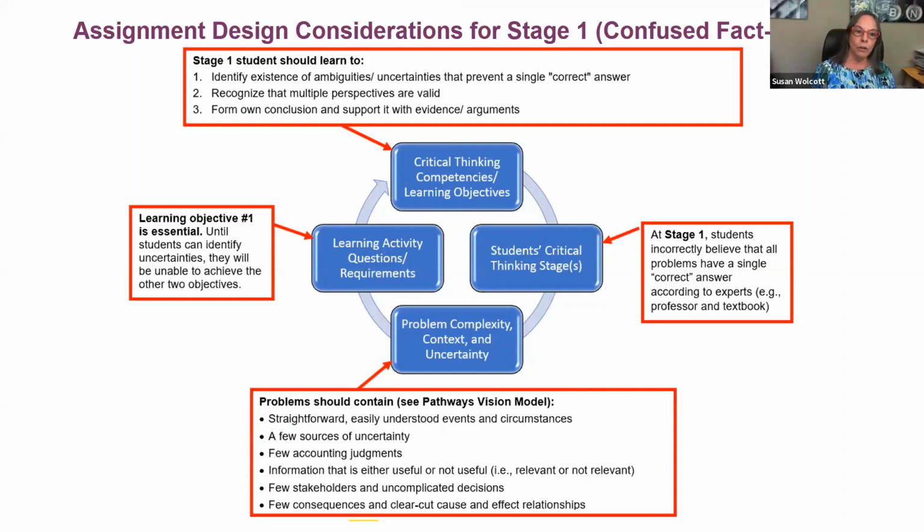And in turn, that leads to the validity of multiple perspectives, because if we don't know the single correct answer, that means that different people can legitimately hold different opinions. And then finally, we want them to learn some very basic rules about how to form their own conclusion and start providing some evidence, but that's going to be at a very basic level.